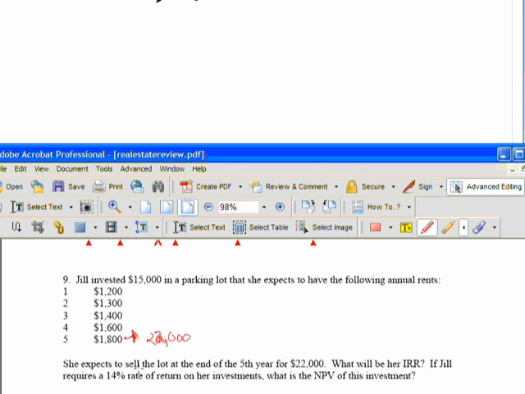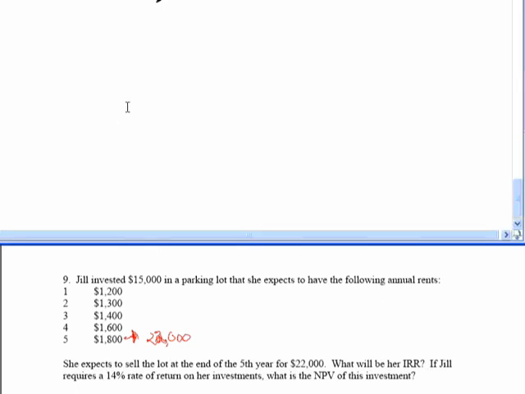And it asks, what will her IRR, internal rate of return, be? And if Jill requires a 14% rate of return on her investment, what is the NPV of this investment? So we're just calculating NPV and IRR for these cash flows. To do this, again, the easiest way definitely is going to be using our cash flow menu on our calculator. So go to your cash flow menu, clear your cash flow menu to get rid of the information from the last problem, and enter your cash flows.